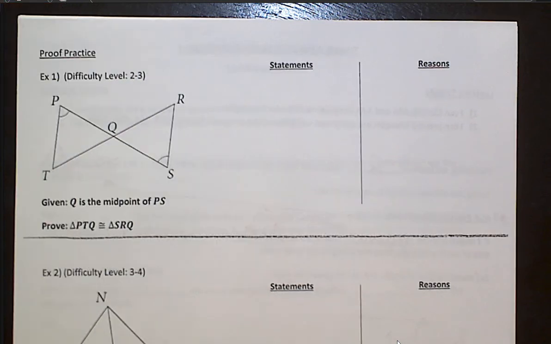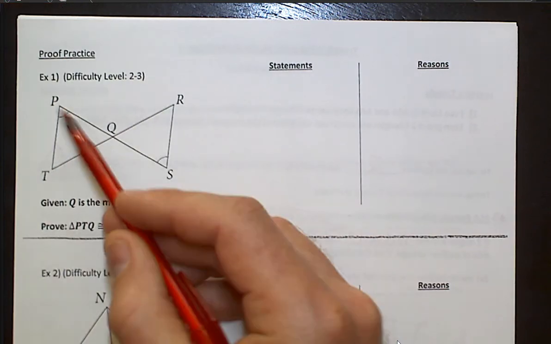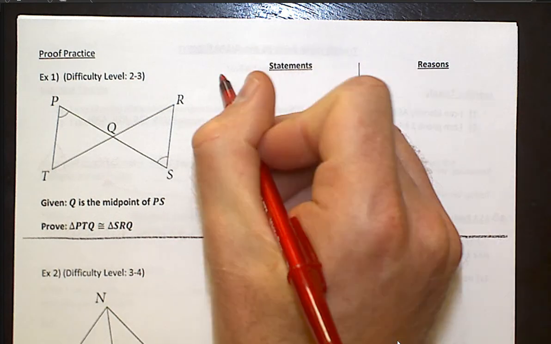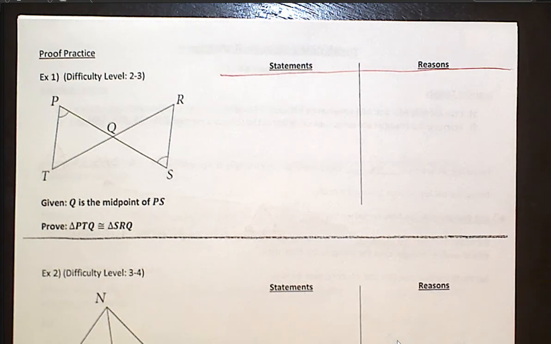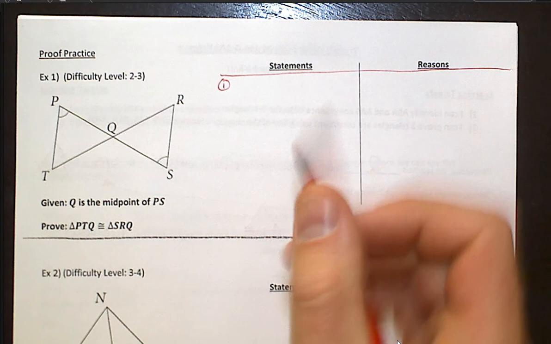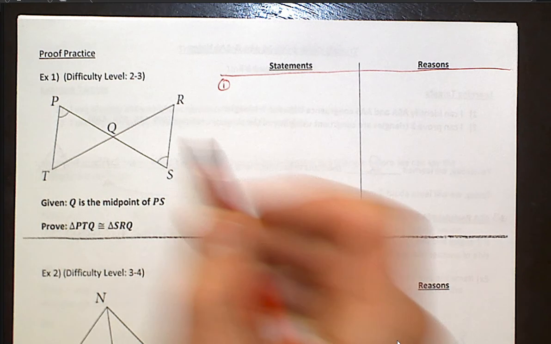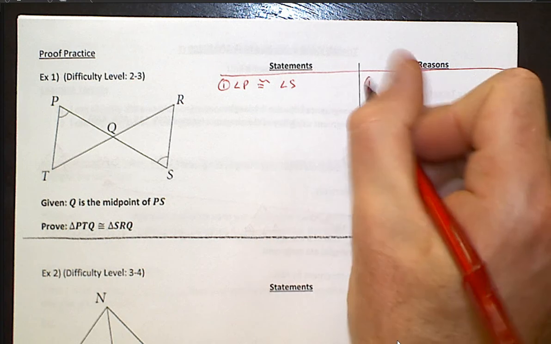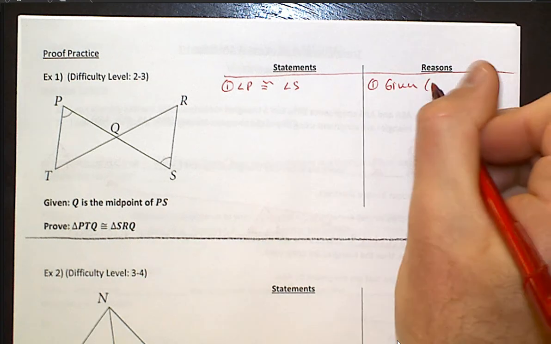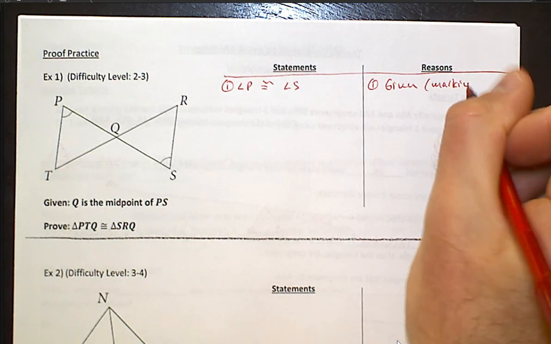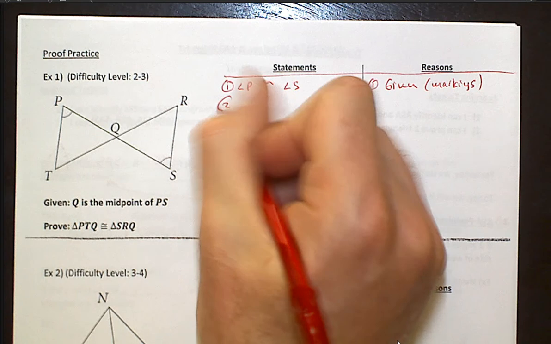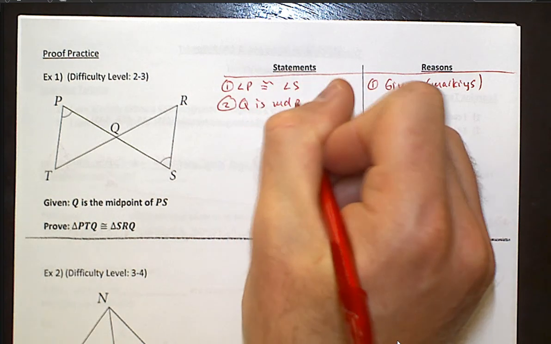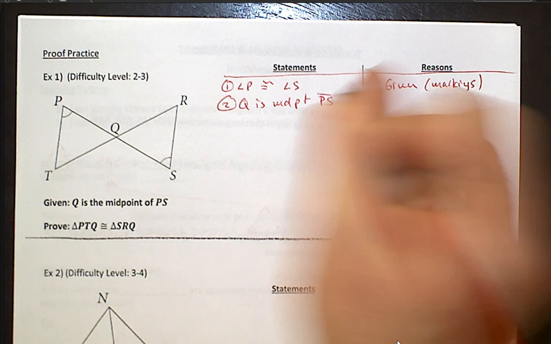I see there's some markings that are already given to us, and I see a given statement. So I'm going to kind of put this in here. I like to make a nice little T-chart there. So number 1, you can do this any different way. I'm going to show you some variety. I'm going to say angle P is congruent to angle S, and that is given to us because of the markings. Okay. Number 2, I write my given statement. Q is the midpoint of PS, and that's given.